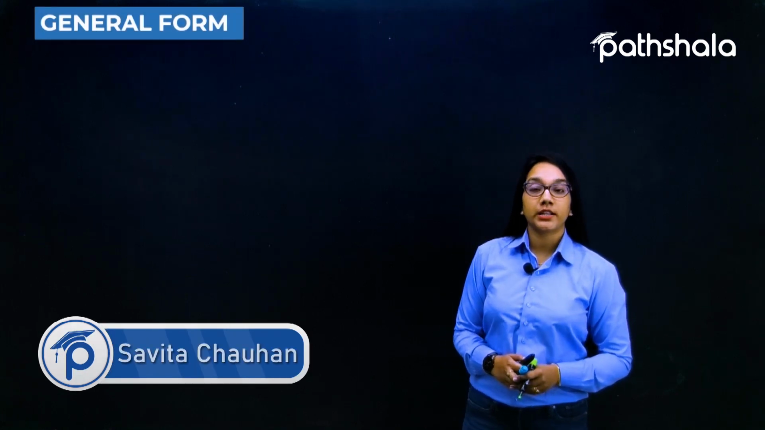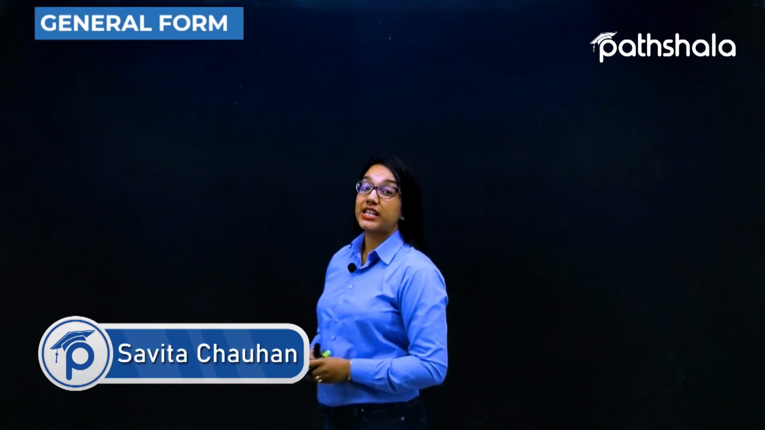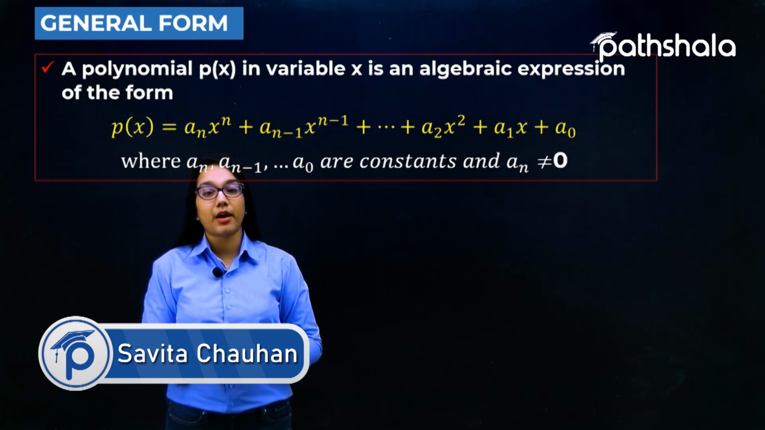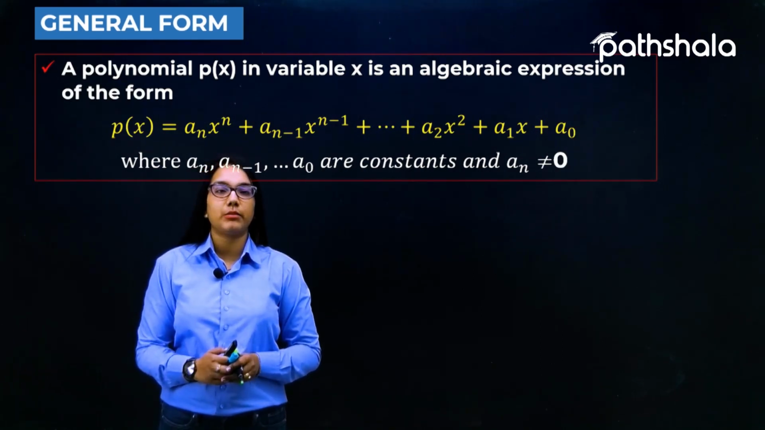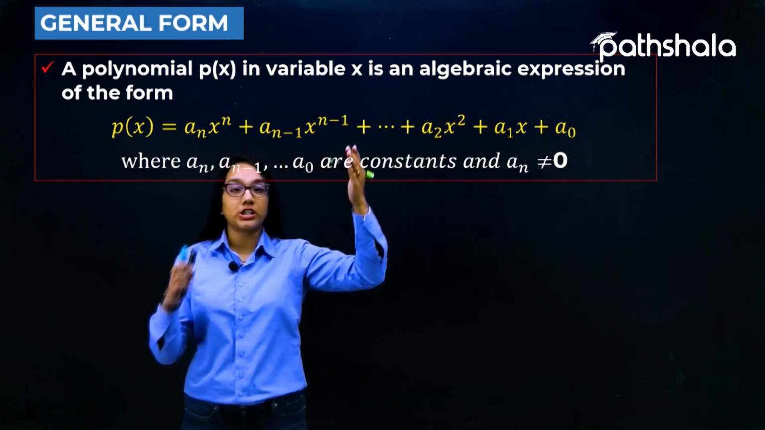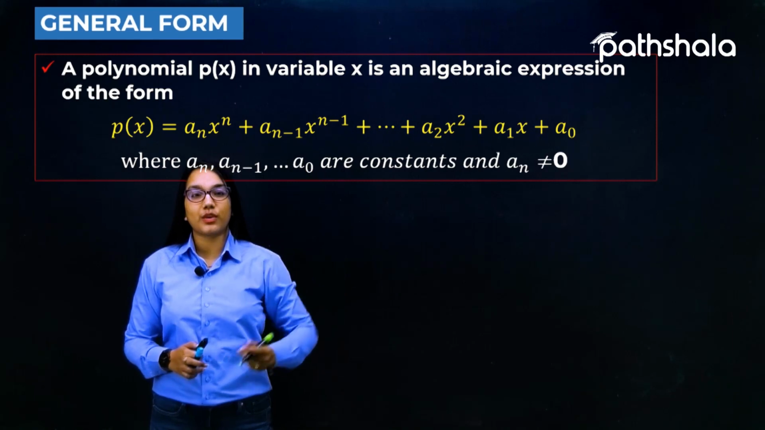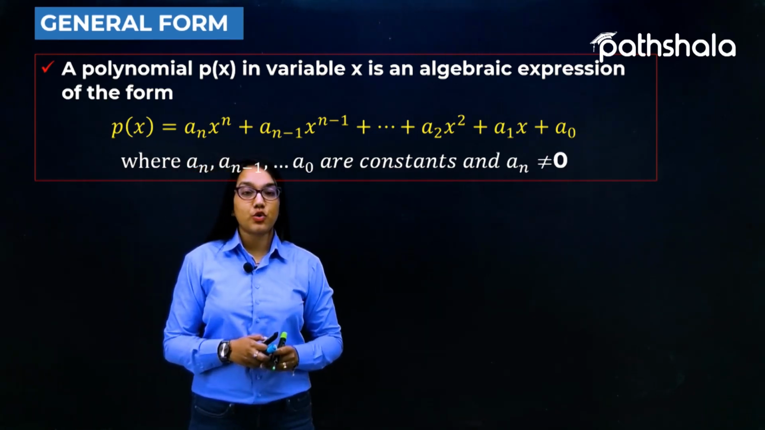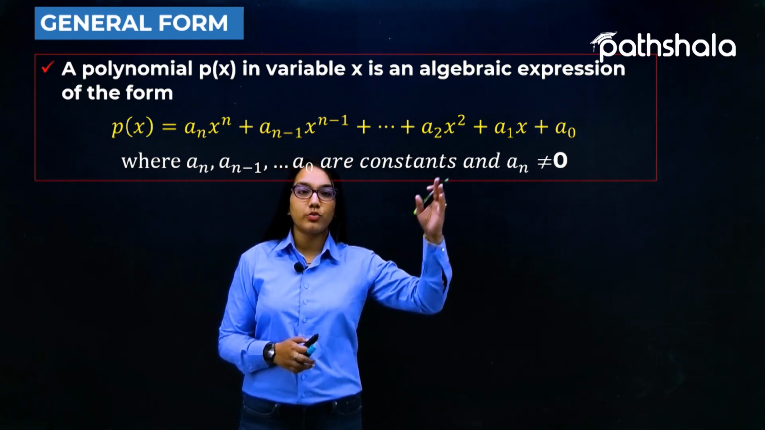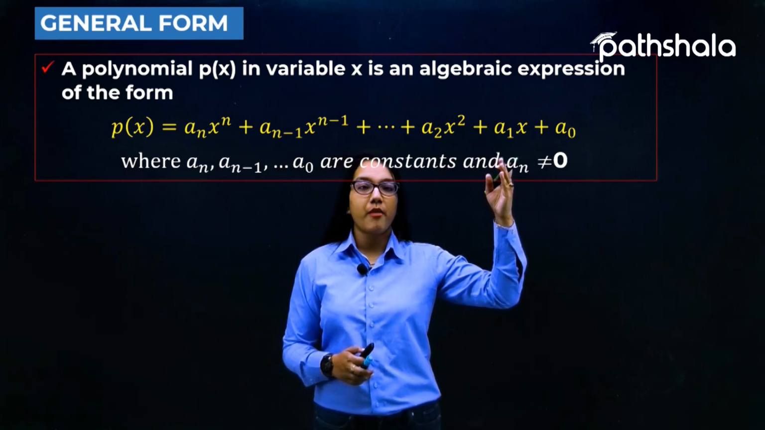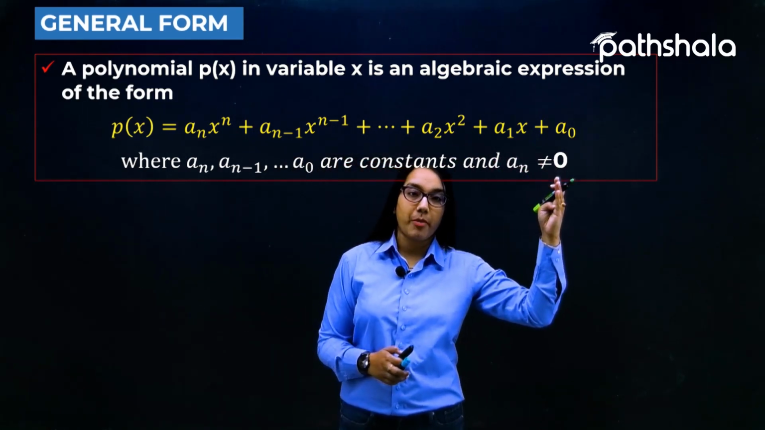Let's talk about another concept, which is called the journal form. What is the journal form? The journal form says that a polynomial p(x) in the variable x is an algebraic expression of the form p(x) = an x^n + an-1 x^(n-1) and so on, a2 x^2 + a1 x^1 + a0 x^0.